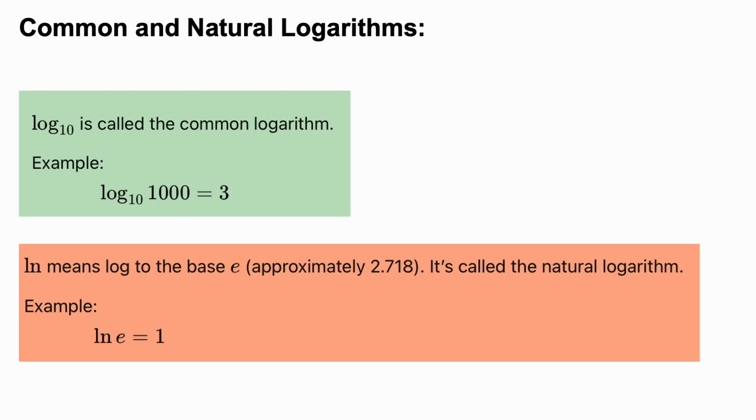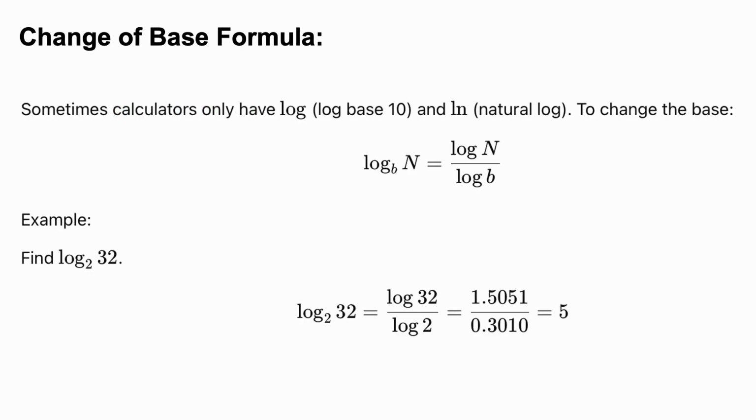Your calculator just shows 2 logs: log and ln, they're in the box. What if you need log base 2 of 32? Don't panic, I got a trick for you. Log base b of n becomes log n divided by log b. That's the sum.